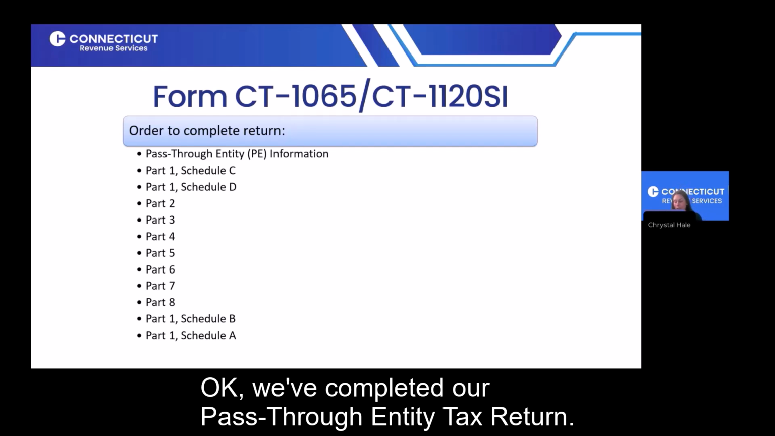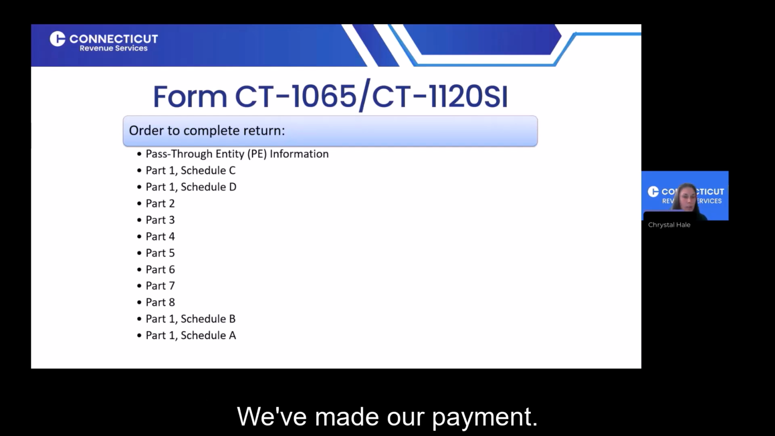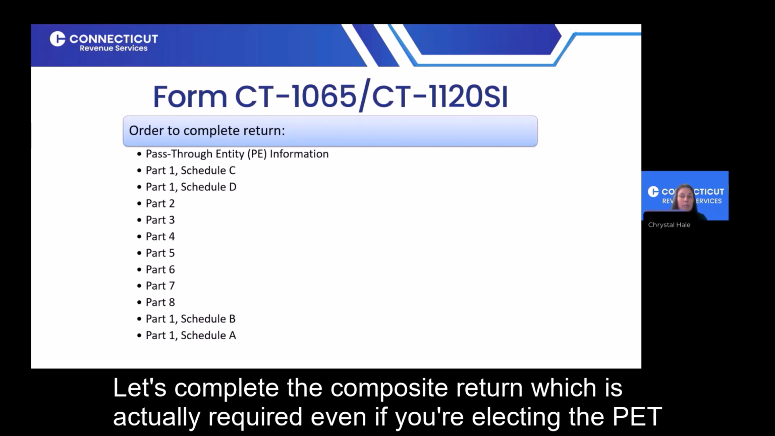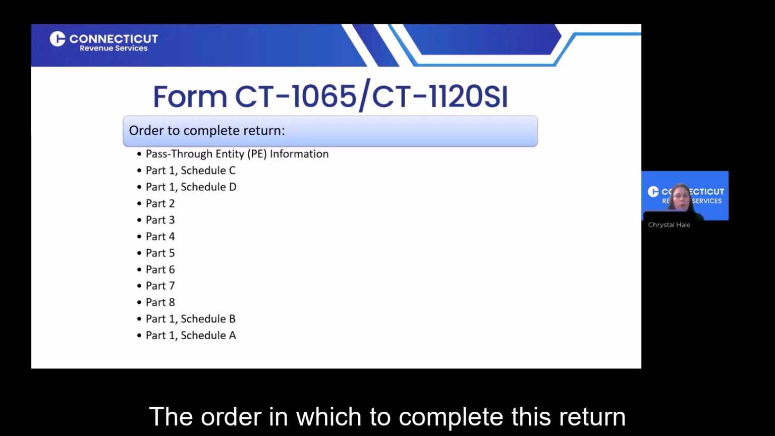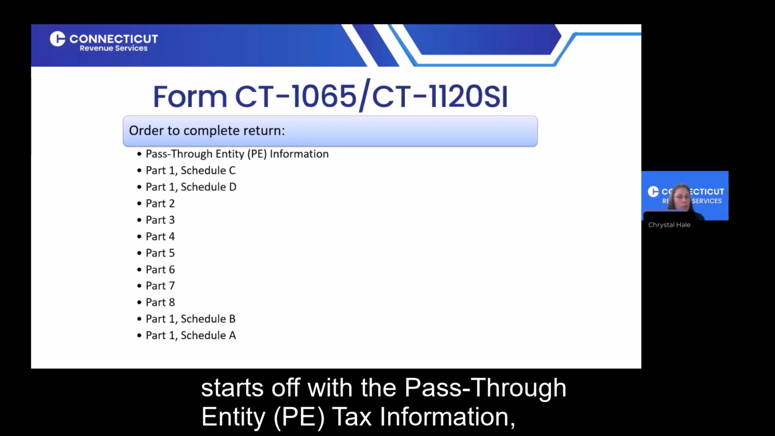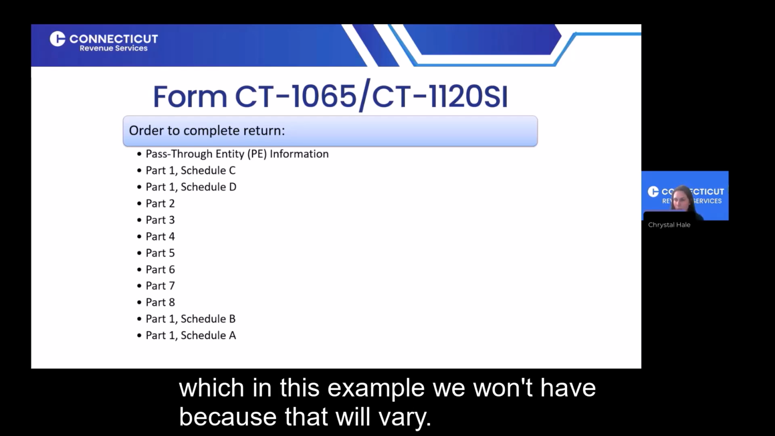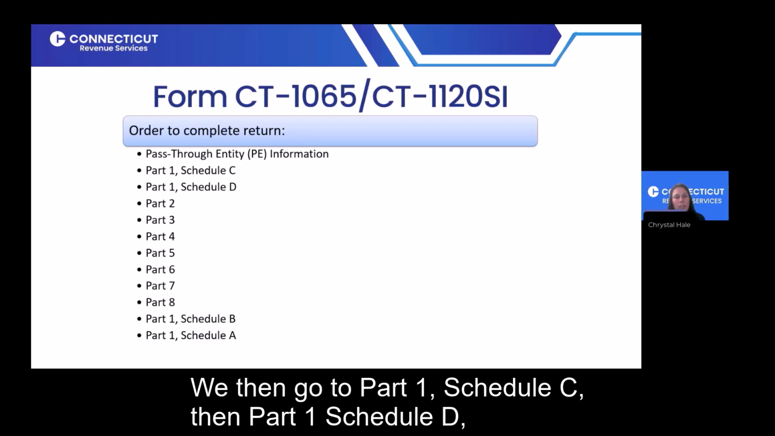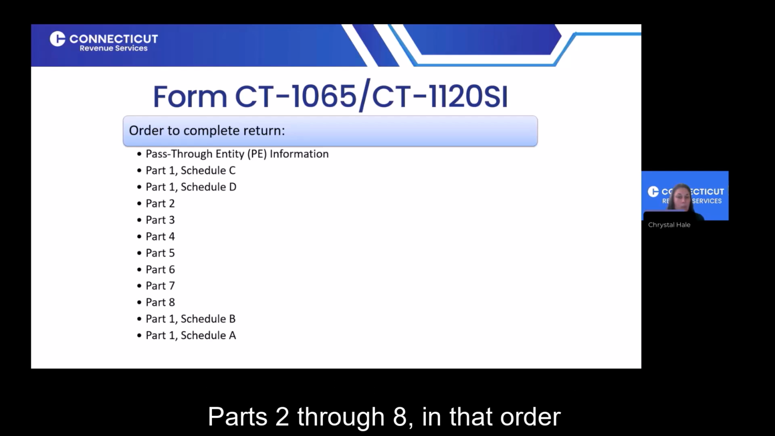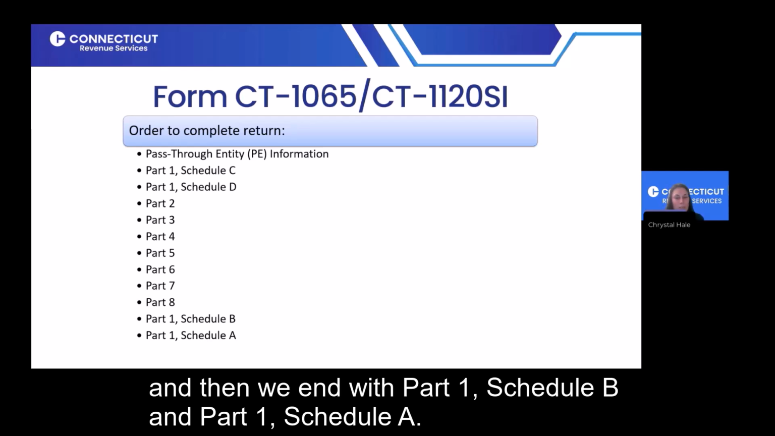Okay, we've completed our pass-through entity tax return. We've made our payment. Now let's complete the composite return, which is actually required even if you are electing the PET. The order in which to complete this return starts off with the pass-through entity tax information, which in this example we won't have because that will vary. We then go to Part 1 Schedule C, then Part 1 Schedule D, Parts 2 through 8 in that order, and then we end with Part 1 Schedule B and Part 1 Schedule A.